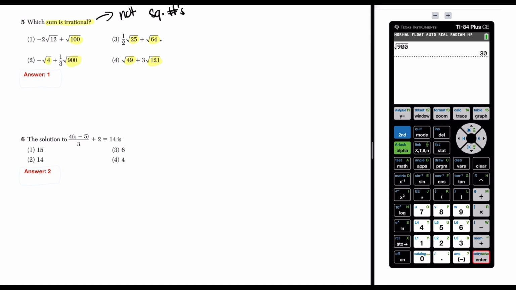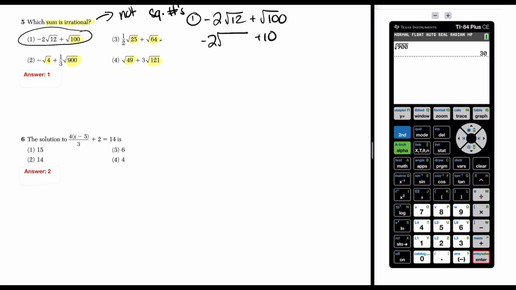And notice the one that does not have a square is number 1. So that's my first easy way to just identify which one is going to be irrational. All right, so let's say, for example, you're trying to do it just by hand, and we're going to look at number 1. I'm going to do it by hand first and then using the calculator. I have negative 2 square root 12 plus square root 100. We know that this is equal to 10.